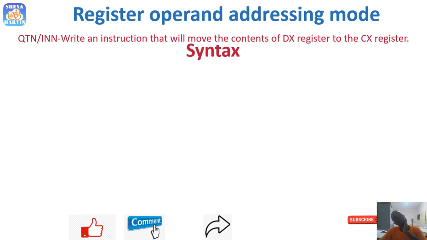Right, so here is the syntax for register operand addressing mode. Like we said earlier, in the immediate addressing mode you observed that the source, or the value to be acted upon, was an immediate value, either hexadecimal, binary, whatever. Being an immediate value, we call that addressing mode immediate addressing mode. Now we are moving from register to register.